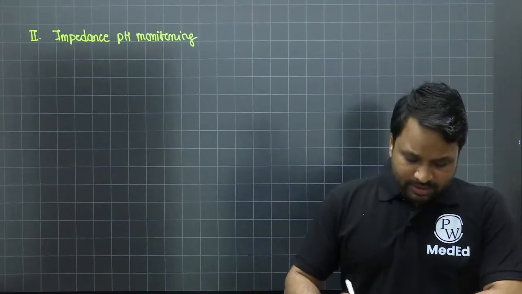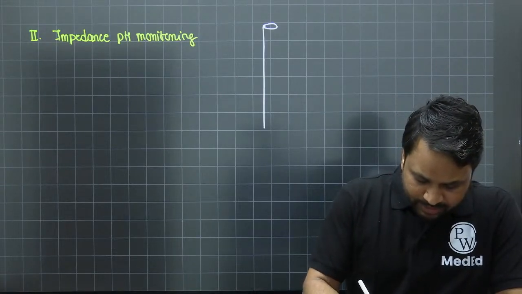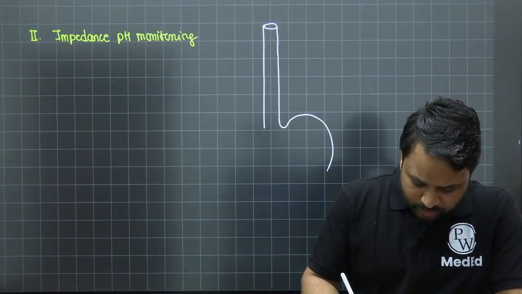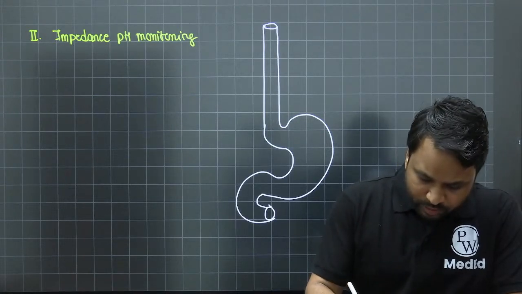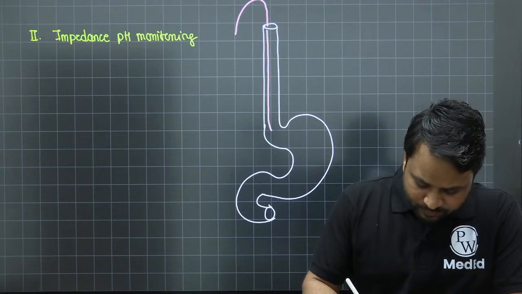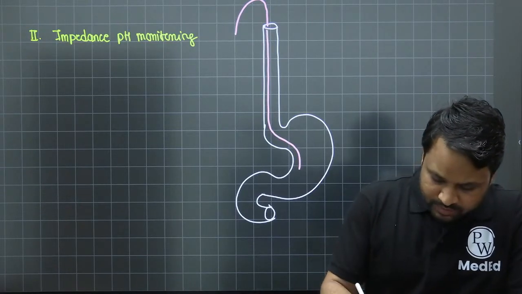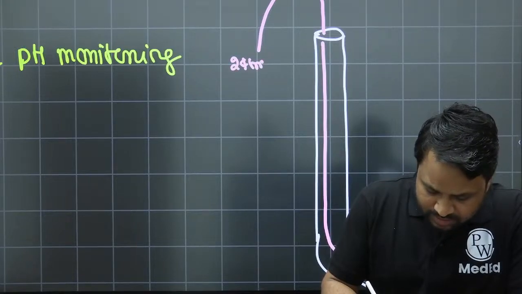Now the problem is, if you look at our standard 24 hours pH, ये आपका esophagus होगा. This is going to be the stomach. I'm just going to compare what is going to happen when you use our standard pH monitoring. ये आपका 24 hours pH monitoring है, right? For the sake of understanding, we'll just label this. This is our 24 hours pH.